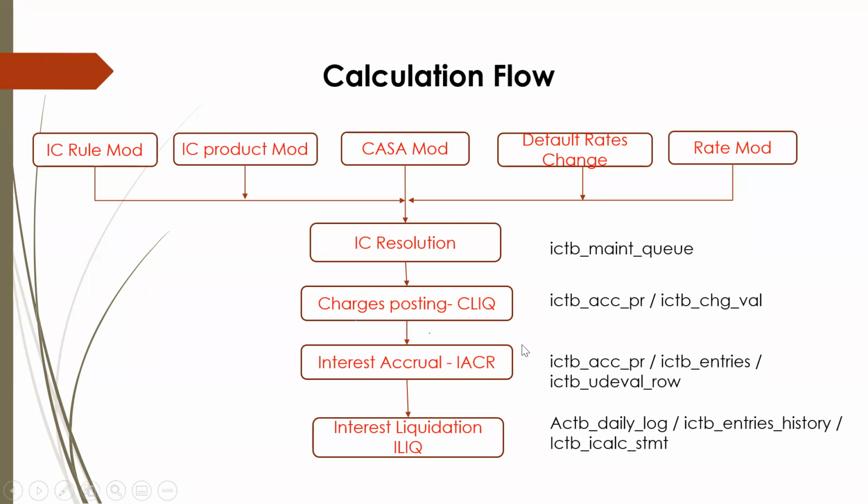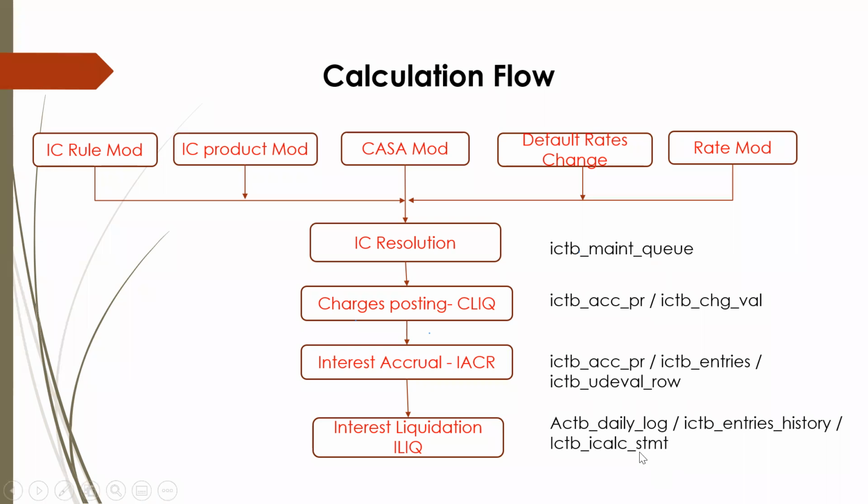And inside that, first accrual happens, and subsequently liquidation happens. Once the interest liquidation happens, you will see it in the ICTB daily log. Once the liquidation is done, the amount and everything, you can see in the ICDB entries history. Even accrual also moves to ICDB entries history. There is a flag called LIQN. If it is Y, then that is a liquidation entry. If it is N, then it's an accrual entry.